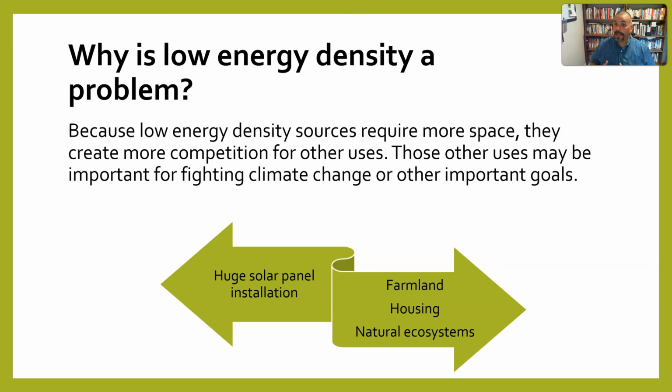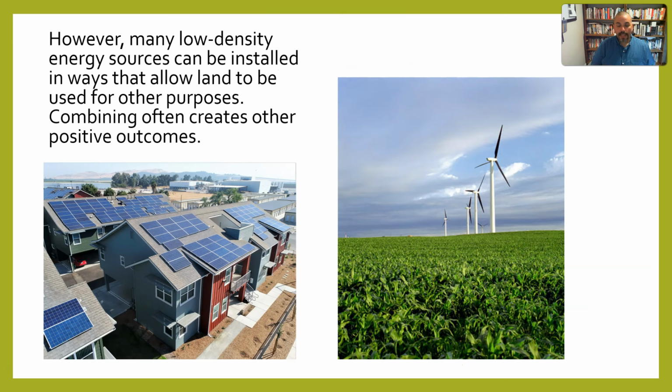This is one of the reasons why in areas where there are deserts, solar panels are often installed because we don't have farming there, people don't live there, so there's less competition for those uses. Another thing that we can do is to think of ways to combine low density energy sources with other purposes. And this is one of the big advantages of wind turbines and solar panels. Many solar panels are now being installed on rooftops, sometimes they're being installed above parking lots, and this allows them to not use land because that land is already in use.